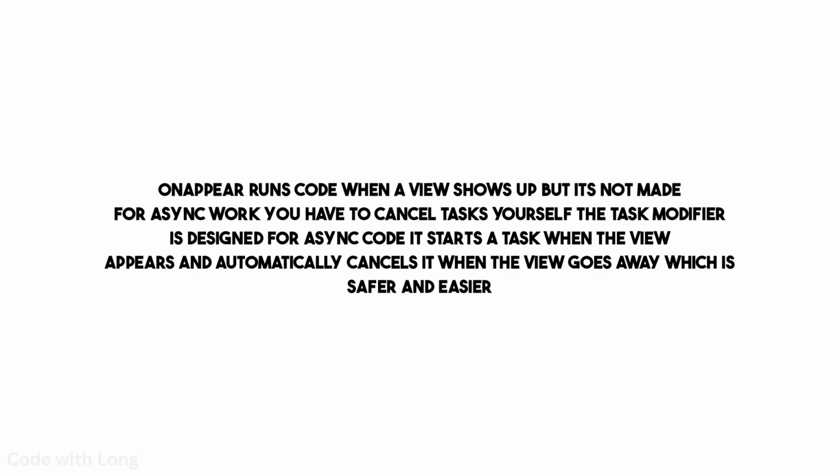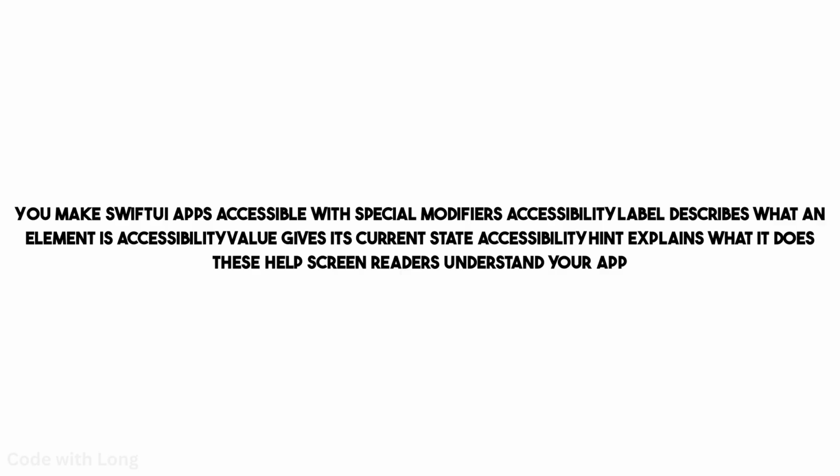How do you manage accessibility in a SwiftUI application? You make SwiftUI apps accessible with special modifiers. Accessibility label describes what an element is. Accessibility value gives its current state. Accessibility hint explains what it does. These help screen readers understand your app.